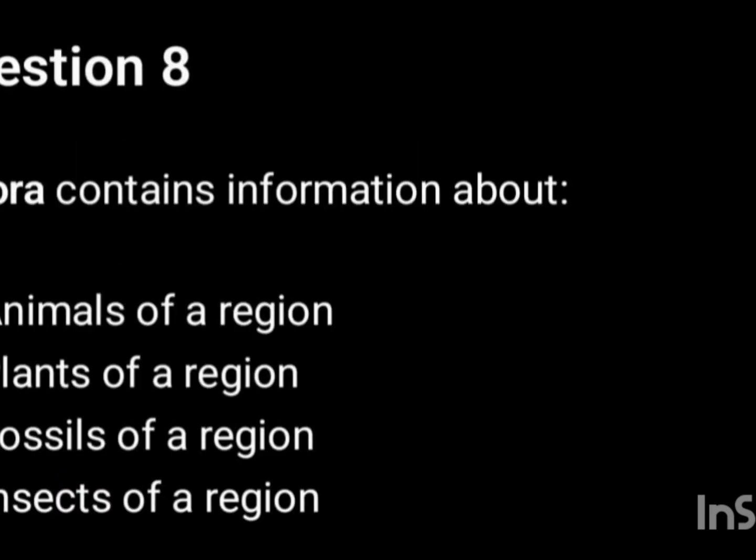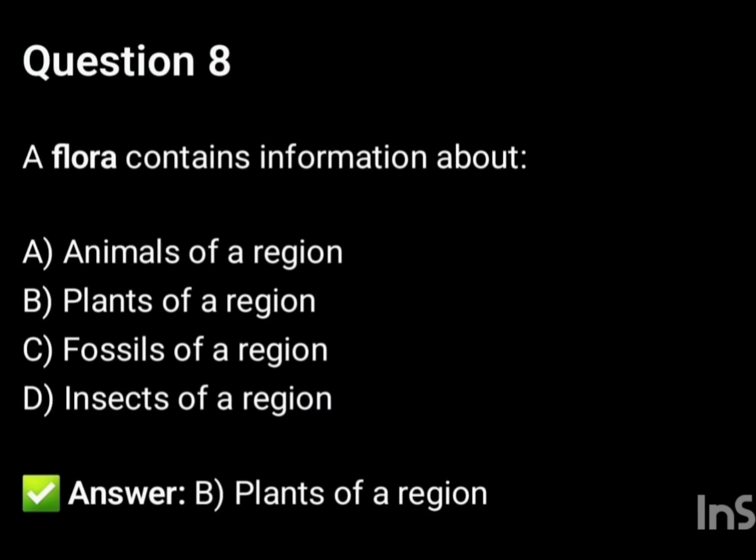Question number 8. A flora contains information about? Options: A, animals of a region, B, plants of a region, C, fossils of a region, D, insects of a region. The correct answer is B, plants of a region.